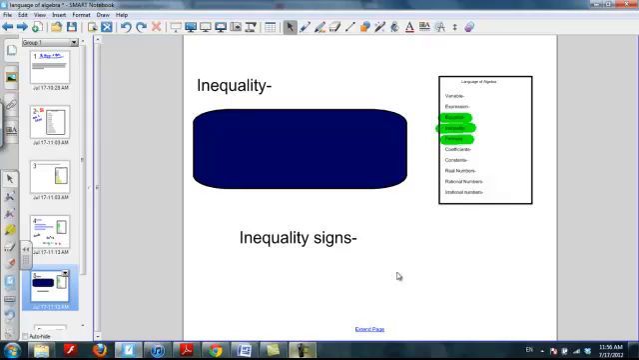Okay, the next term is an inequality. And an inequality is very similar to an equation. It just has one difference. What do you think that difference is? I'll tell you in a second.